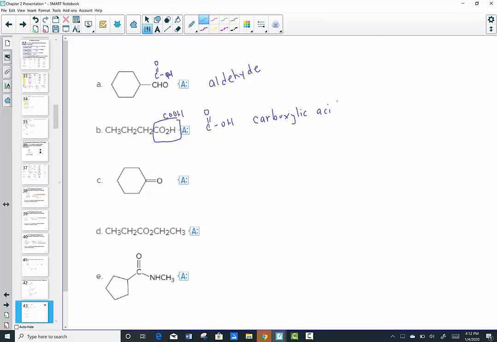This looks very familiar to the previous example, a carbonyl carbon, right? Carbonyl group, double bond, C double bond O, going to two other carbons. This is a ketone.